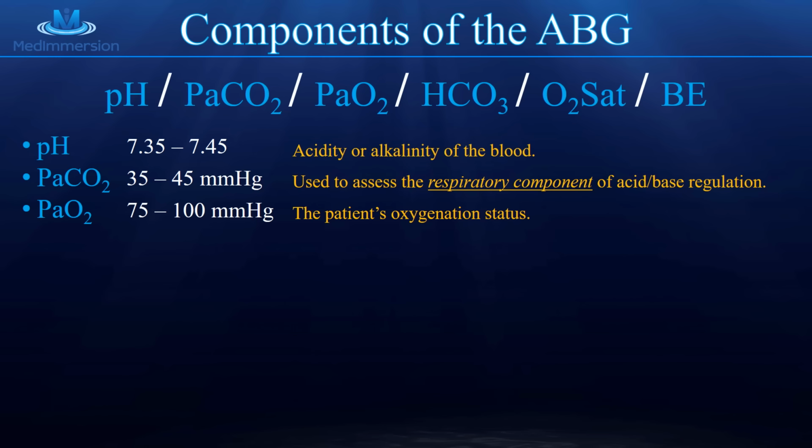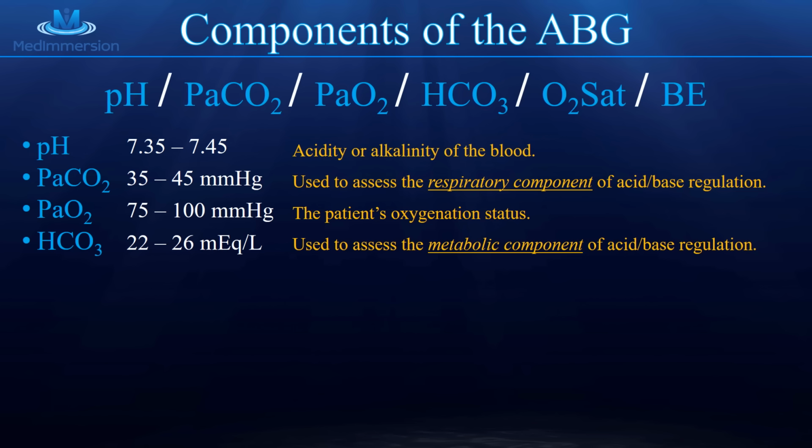The next one is the bicarb. HCO3 is the bicarb. Normal values there are between 22 and 26. Remember, this was the renal system or the metabolic component, the metabolic compensation of acid-base problems in your body. If you are too acidic, your kidneys will automatically retain this bicarb, thus helping to neutralize the acidic disease process, because bicarb is a base.